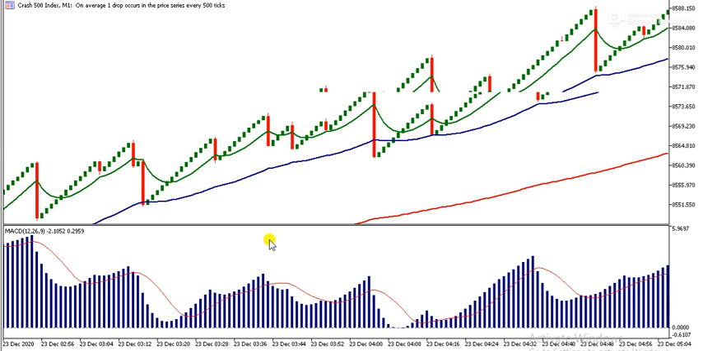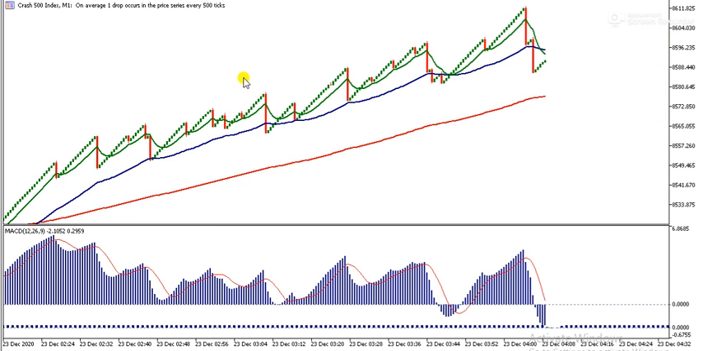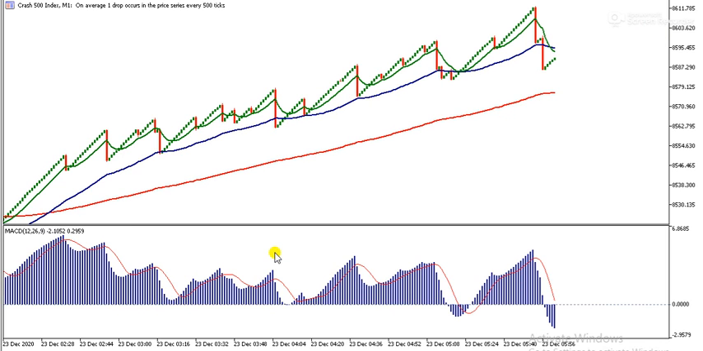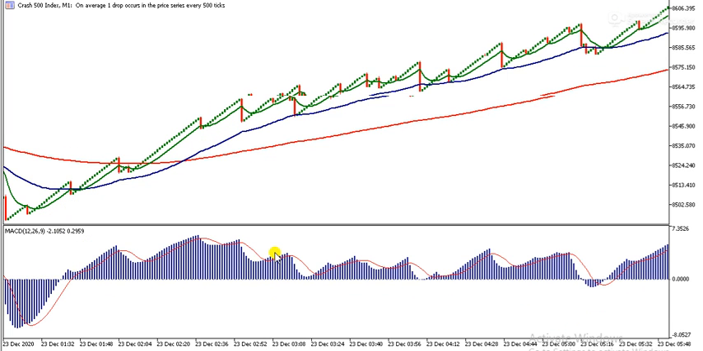Let's look for a simple setup to trade. We're looking for buy opportunities.